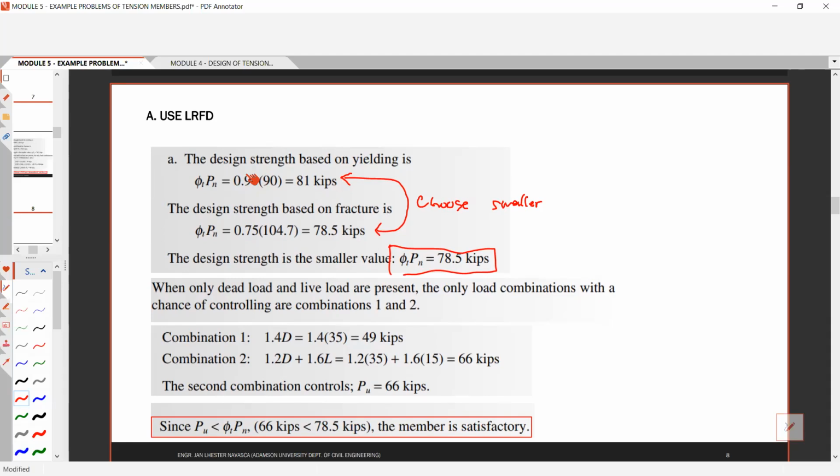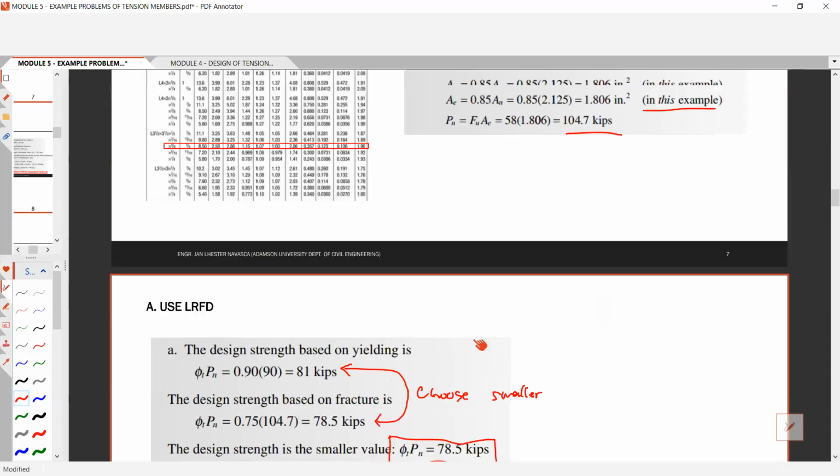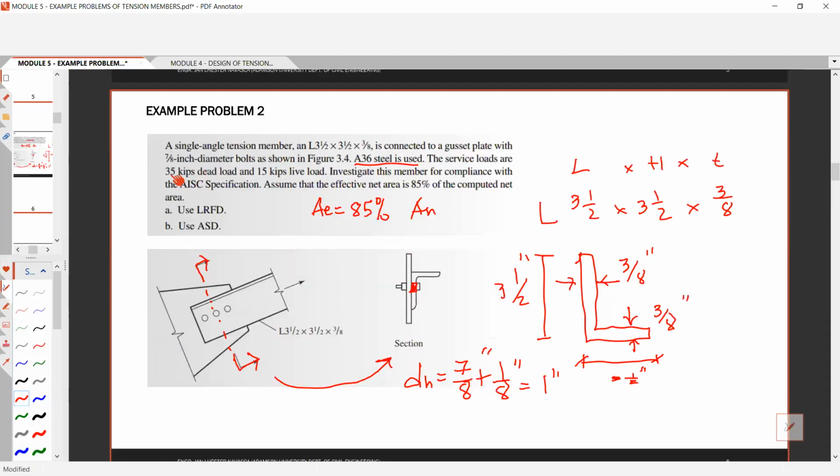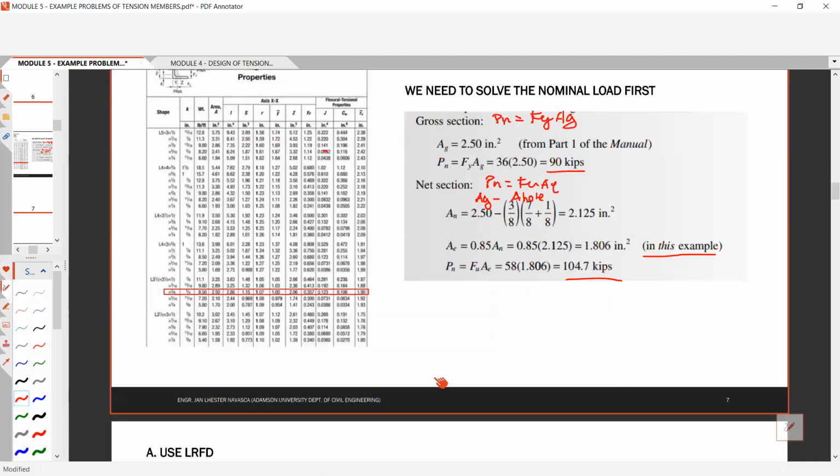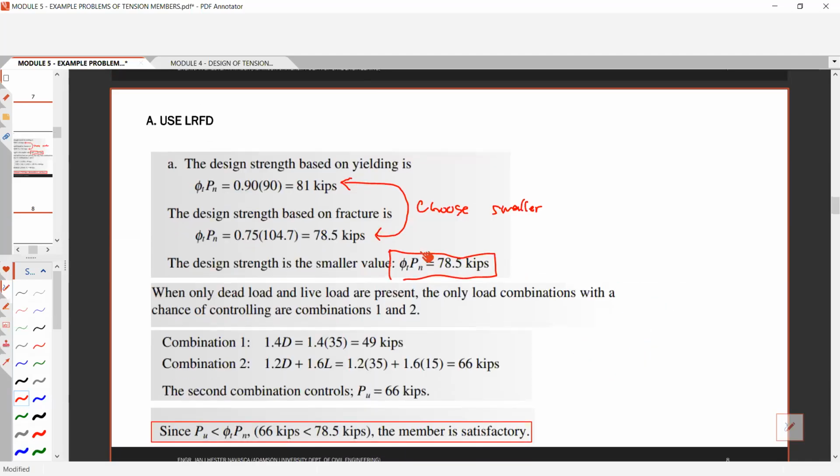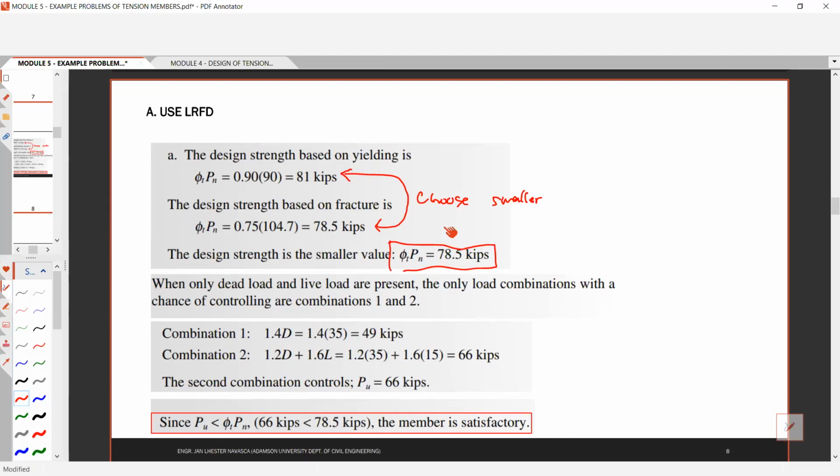Okay, so the question is, is the member adequate given the loads? According to the problem, you have 35 kips dead load and 15 kips live load. Same as what we did on problem 1, we will be using an LRFD combination.